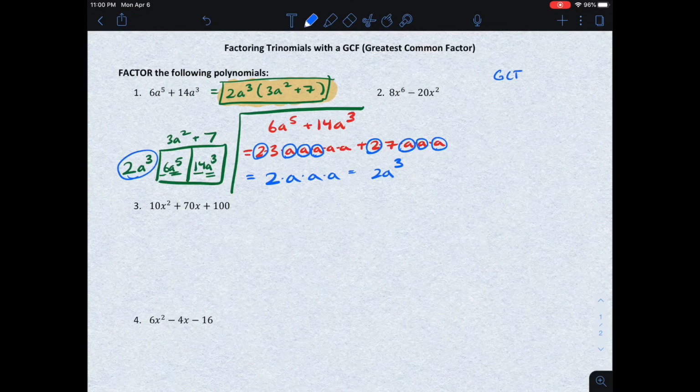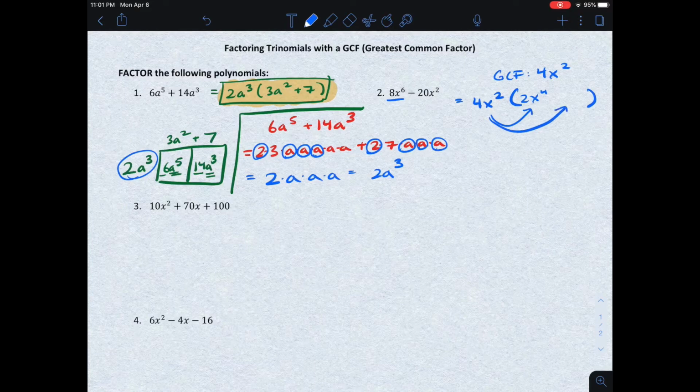Now for number 2, the GCF here would be 4x squared. And then from there, I'm just going to write it like this. Again, you could think of it as reverse distributive property. 4x squared times what would give me 8x to the 6th? That would be 2x to the 4th. 4x squared times what would give me negative 20x squared? That would just be minus 5. And this would be my final answer. Hopefully you're able to find the GCF correctly and then factor it out. If you made any mistakes, just learn from it moving forward, okay? Let's move on to number 3.